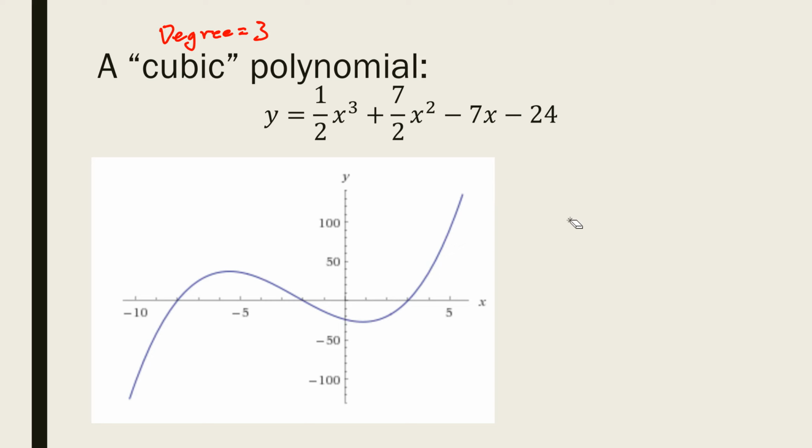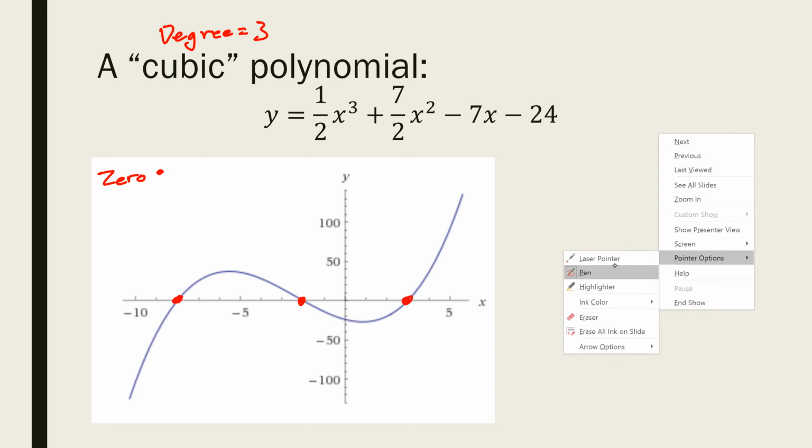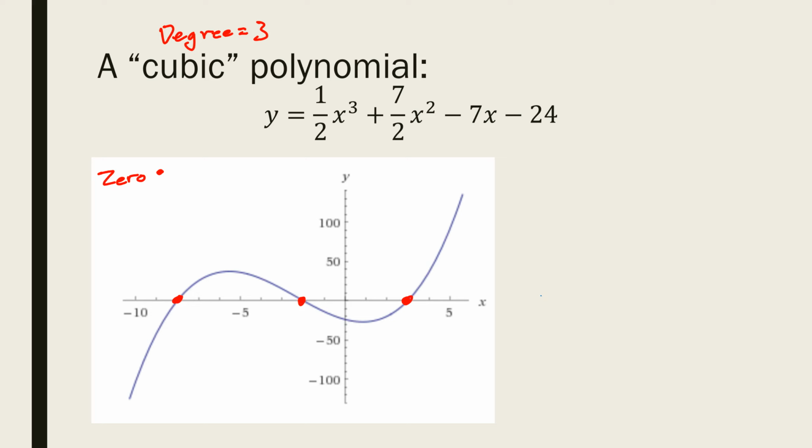Let's take a look at a few features of this graph that are not necessarily new, but that we just need to apply to polynomials. First of all, remember the term zero. Zero was everywhere the graph crosses the x-axis, or in other words, x-intercepts. So I marked the zeros with a dot, and remember zero is a synonym for x-intercept. We could also label some other things like the y-intercept. Here's the y-intercept.